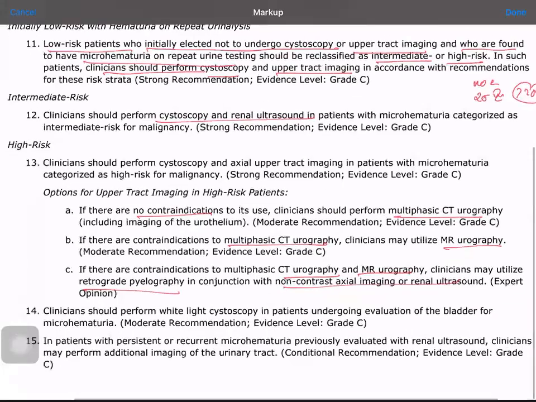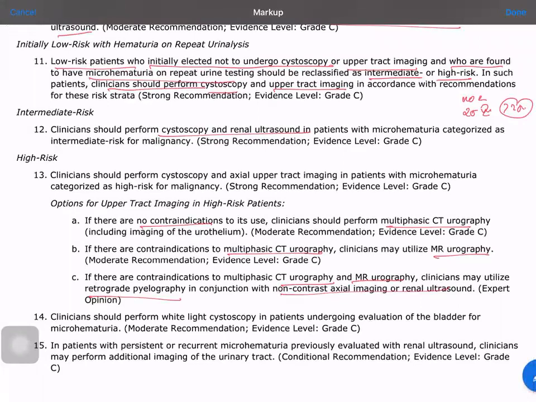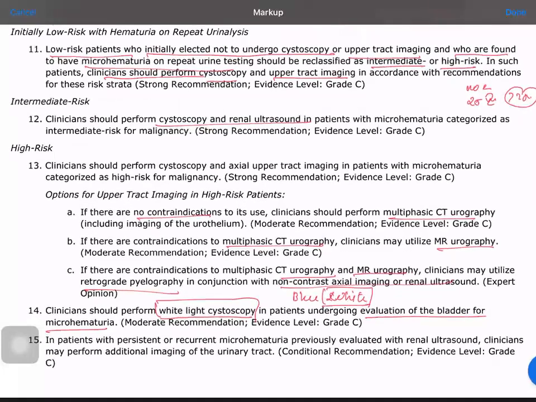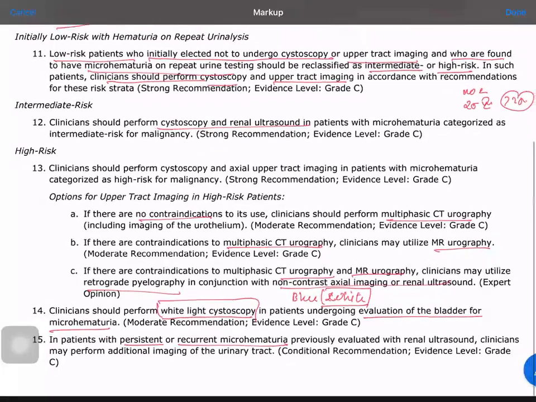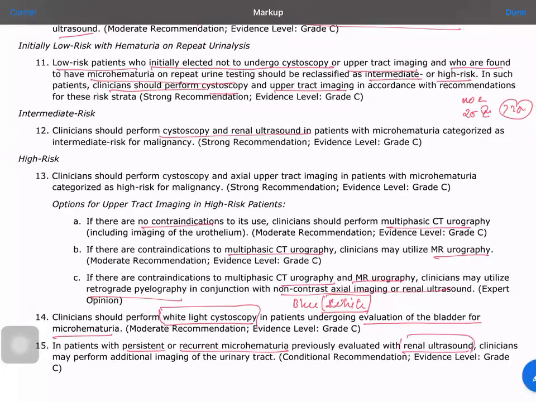One more thing, if the clinician is suspecting that the cause of hematuria may be bladder pathology, we have to do cystoscopy. There are two forms, blue light cystoscopy and white light cystoscopy. For these patients, you have to do blue light cystoscopy. When the patient has persistent or recurrent hematuria and was previously evaluated with renal ultrasound, we have to go for additional imaging, that is CT.